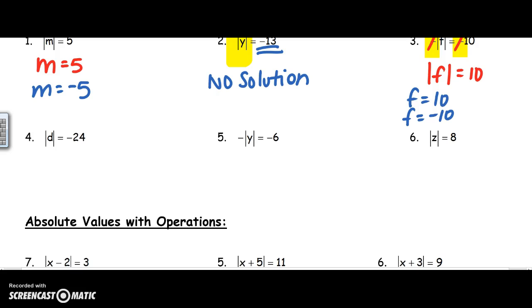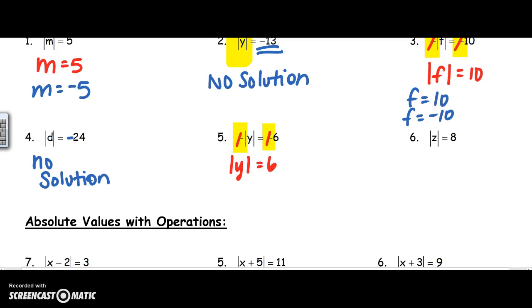Here's 3 more examples. Always ask yourself, if you have a negative in your answer, do you have a negative outside your absolute value bars? If the answer is no, then again, it's no solution. But if you have a negative out front of your absolute value bars and you end up with a negative in your answer, remember those can cancel each other out and you're left with the absolute value of y is equal to 6.